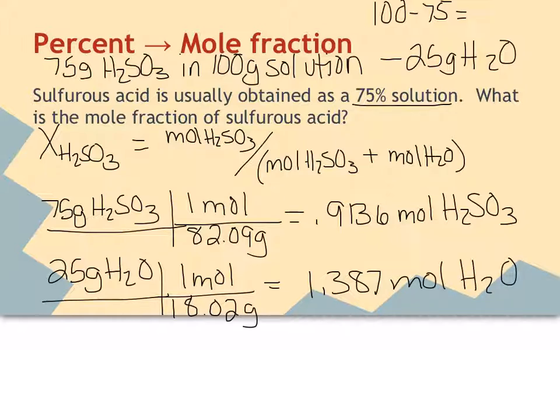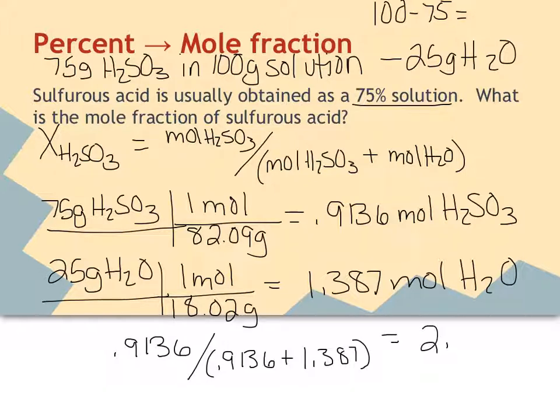Now I just have to do the math. 0.9136 divided by 0.9136 plus 1.387. And I end up with a number. I get 2 sig figs, so I'm going to say 2.4. And there's no unit to it.